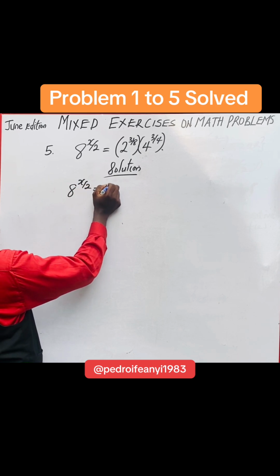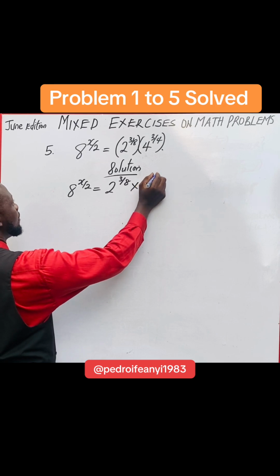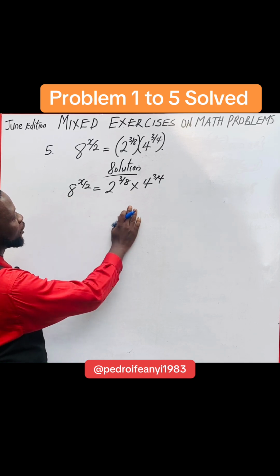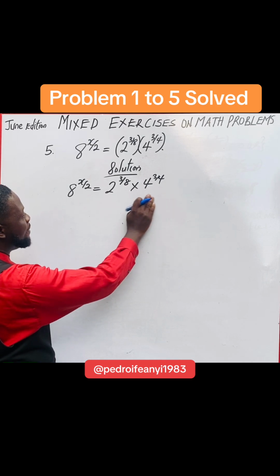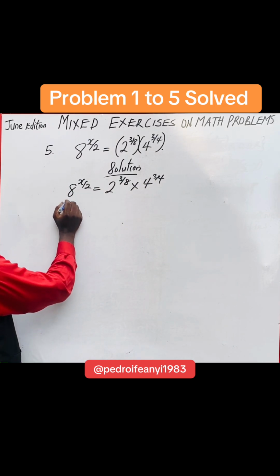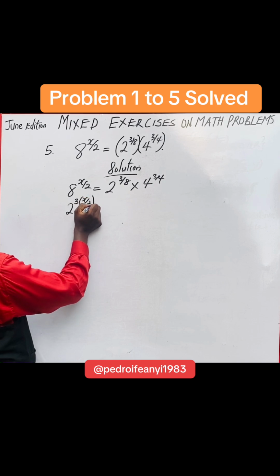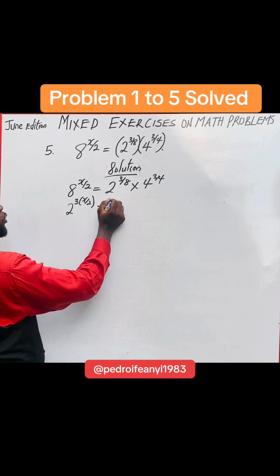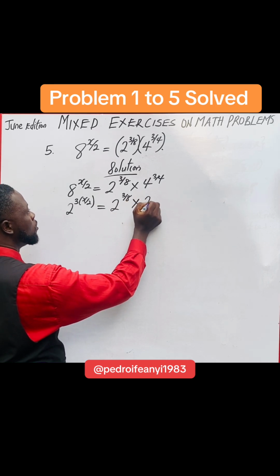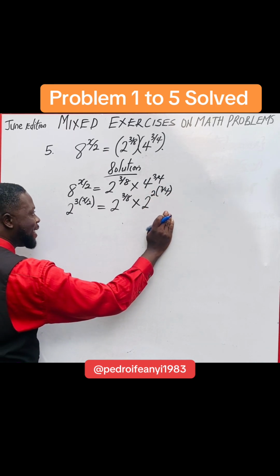8 to the power of x over 2 is equal to 2 to the power of 3 over 8 times 4 to the power of 3 over 4. So quickly, the first thing you do in this type of exponential expression is to make the base the same. Make the base the same. 8, 2, 4. Make them to be the same base. So this one quickly will give us 2 raised to the power of 3x over 2. That is 8 is 2 raised to the power of 3. Then 2 is 2 raised to the power of 3 over 8. And 4 is 2 raised to the power of 2, to the 3 over 4. So see, we have arranged them all in the same base.